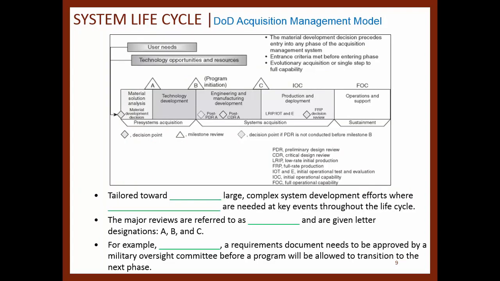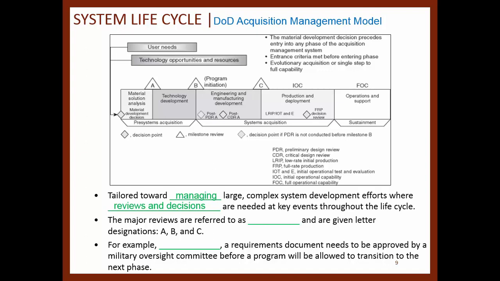So let's look at some of them. This is the DoD acquisition management model. And as you can see here, there are multiple phases. This is tailored toward managing large, complex system development efforts where reviews and decisions are needed at key events throughout the life cycle. So in this diagram, you see there are some boxes that are disconnected, and then there are some boxes that are next to each other.